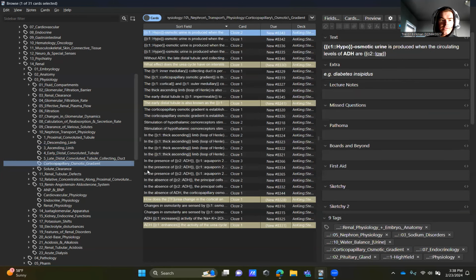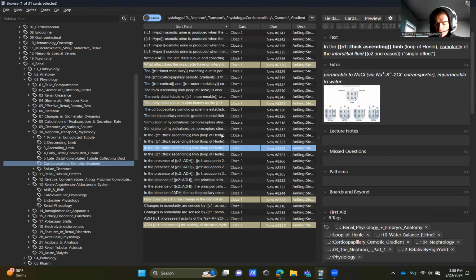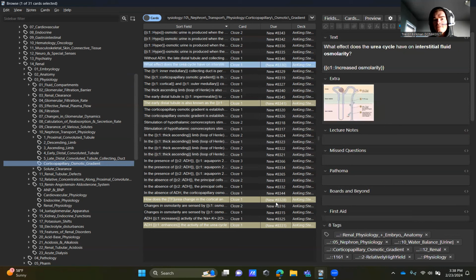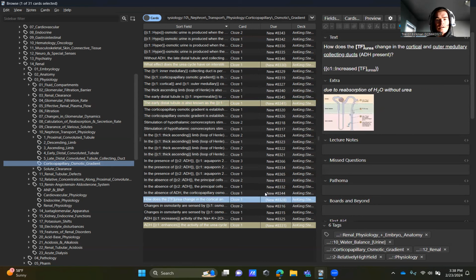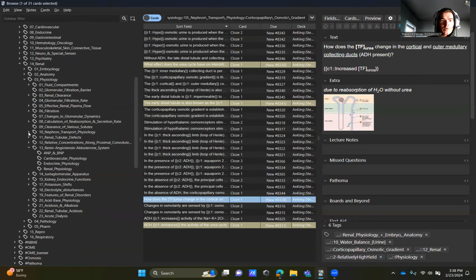So just that first card, and then the corticopapillary osmotic gradient. A lot more cards here. So the cards I don't have activated here are this one talking about the urea cycle, and this one talking about just a different name for it, and I don't think Dr. Talbot mentioned that these are the same. So I didn't activate it. And then the last card is still deactivated, and then the 5th from the bottom, talking about the tubular fluid concentration of urea. I wouldn't worry about that at the moment. That is it for 10, so you can minimize 10.